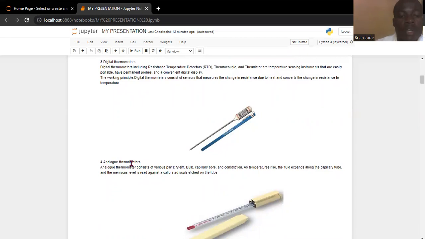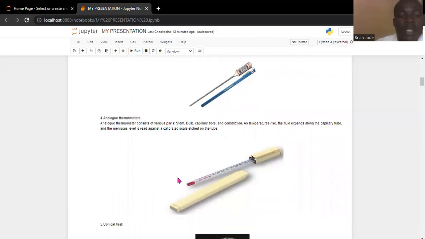We also have what we call an analog thermometer. The analog thermometer, of course, consists of various parts such as the stem, mercury, bulb, capillary bore, and the constriction. The working principle of these thermometers is that when there is a presence of heat, the fluid expands along the capillary tube and the meniscus level is read against the calibrated scale. That is how we are going to read our analog thermometers.